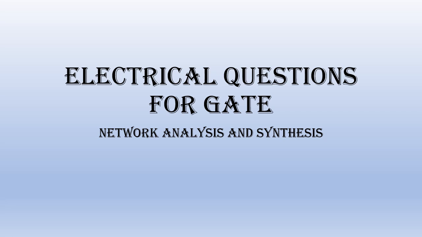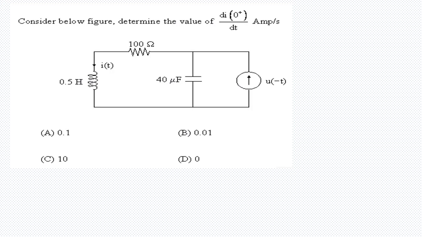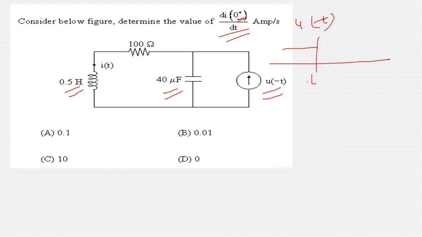Hello friends, in this question we are asked to calculate di by dt at t equals 0 plus. The circuit shown here consists of an inductor, a capacitor, and a current source which is u of minus t. Now this u of minus t can be drawn as shown here. This is t equals 0, this is t more than 0, and this is t less than 0.